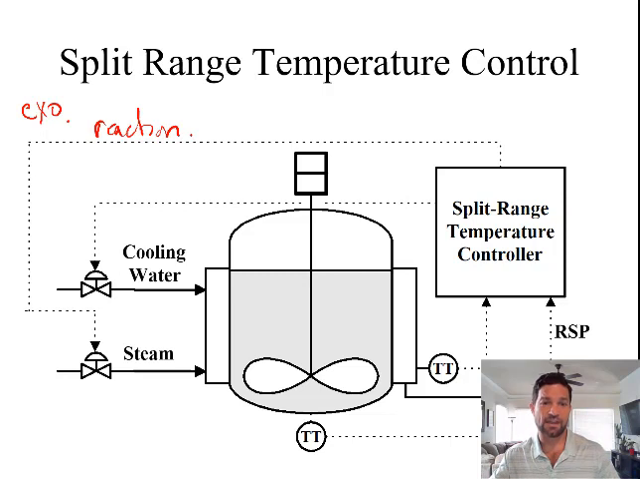So for an exothermic reaction, we probably need steam to heat up the reaction to the target temperature to get the reaction going. Once the reaction is going, we will use cooling water to remove the excess heat generated by the reaction. So again, if the system quenches or cools down, we can use steam to heat it up to keep it at the target temperature, and cooling water to remove the heat generated or released by the reaction. So maybe take a minute, think about how would you actually implement this.